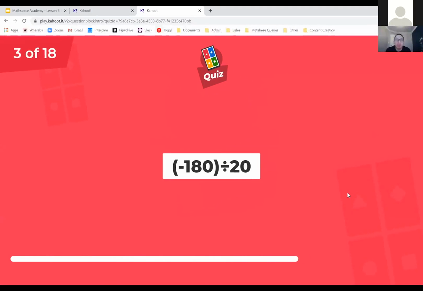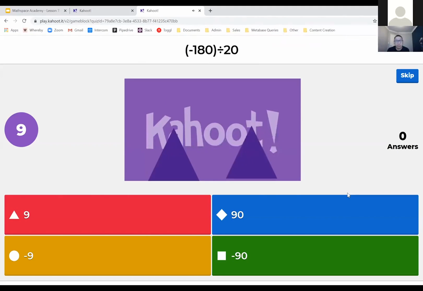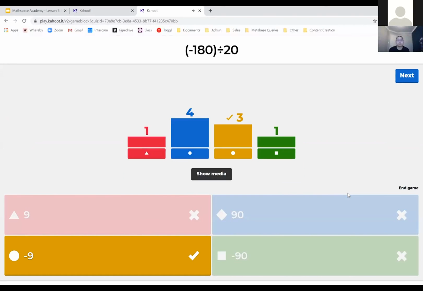-180 divided by 20. Division is the same as multiplication: use the same rules, just do the division instead. Remember, 18 divided by 2 is 9, so 180 divided by 2 is 90. But 180 divided by 20, the zeros will cancel, giving you 9 again. And a negative divided by a positive is a negative. So there you go, -9.